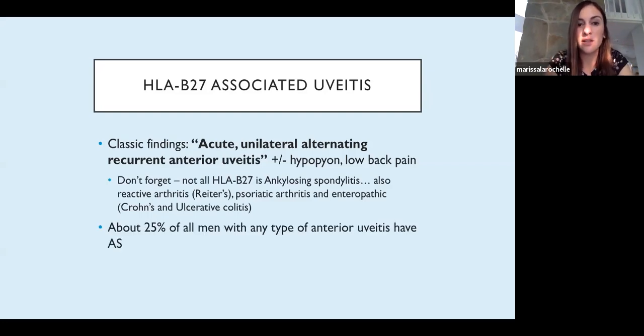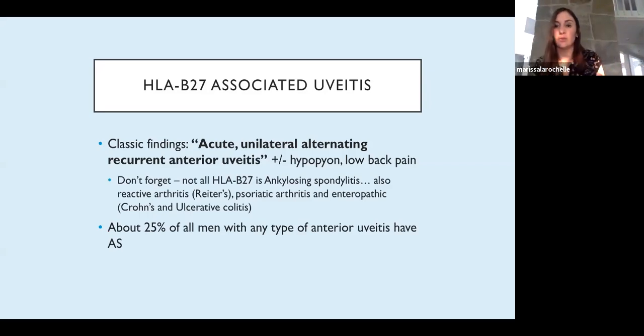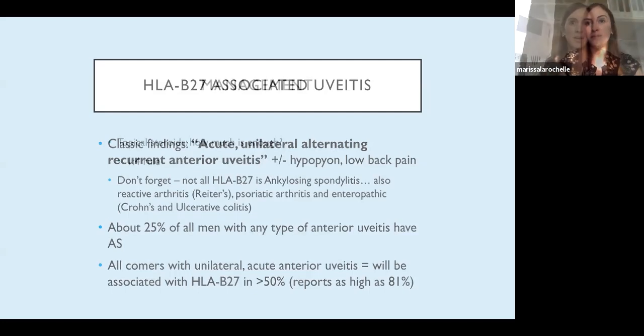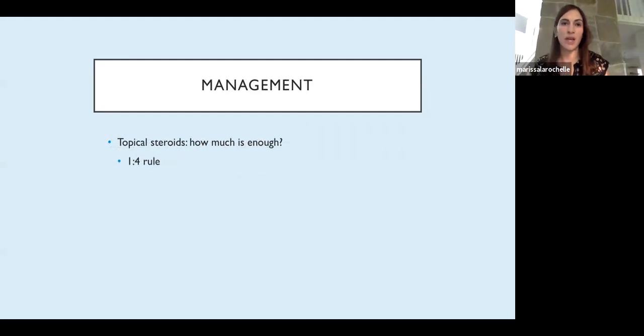About 25% of all men with any type of anterior uveitis end up having ankylosing spondylitis. And then if we only include patients with unilateral acute anterior uveitis, it'll be B27 related in over 50% of the time, as high as 81% of the time. Okay, management for that HLA-B27 associated anterior uveitis: topical steroids and cycloplegia.